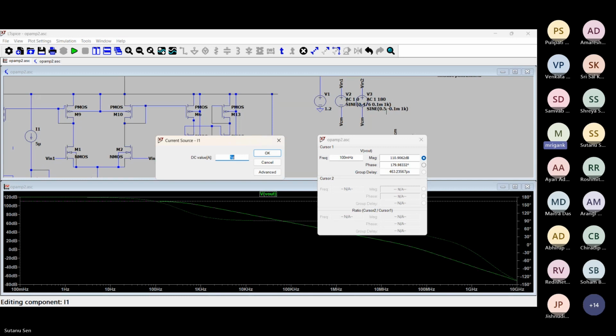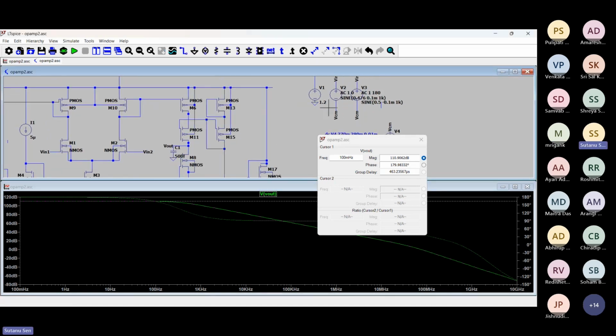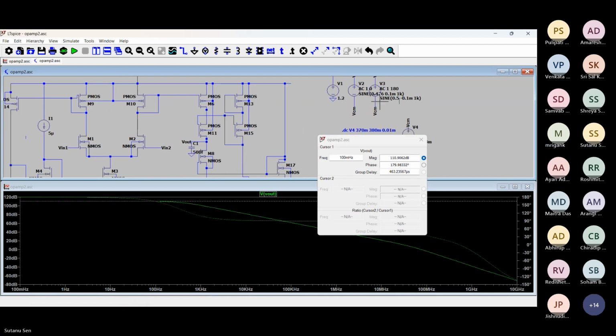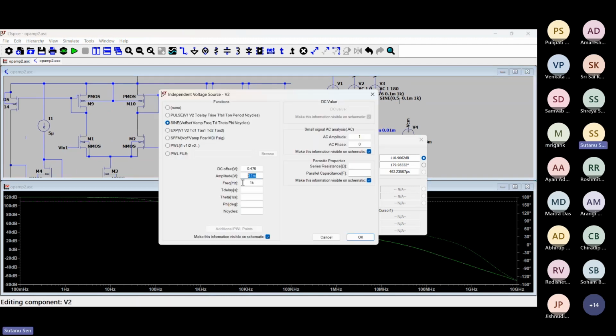You can do a small signal analysis. Maybe you can do a transient analysis also just to confirm. So with this DC condition, maybe you can apply a very small voltage at the input, maybe 0.01 millivolt or something, and then see what is the effect. 1 microvolt. You can apply 1 microvolt.